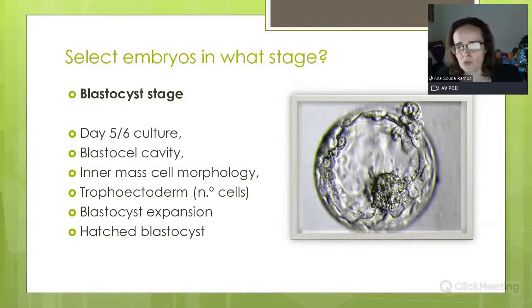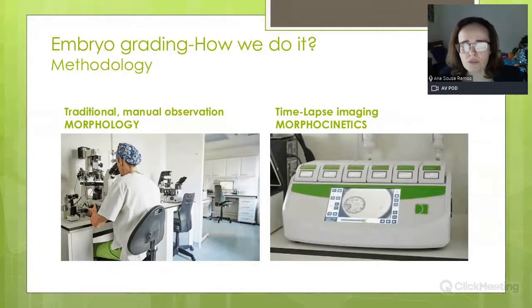But for all this, we have to go through different processes. How do we do this? We can do the traditional manual observation. It's not really manual. You go through a microscope because you have to magnify the image of the cells, but it's the oldest way of doing it. It's based on the morphology and these parameters that I just said before. Nowadays, the most common is using time-lapse imaging, incubators with a time-lapse system that not only lets you analyze the morphology, but also the kinetics, the different times of the development of the embryo. I will go into more detail about time-lapse.